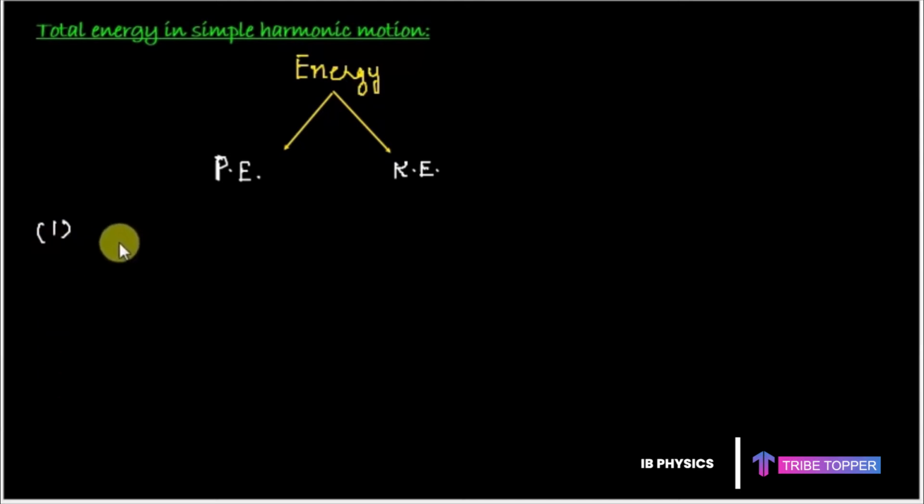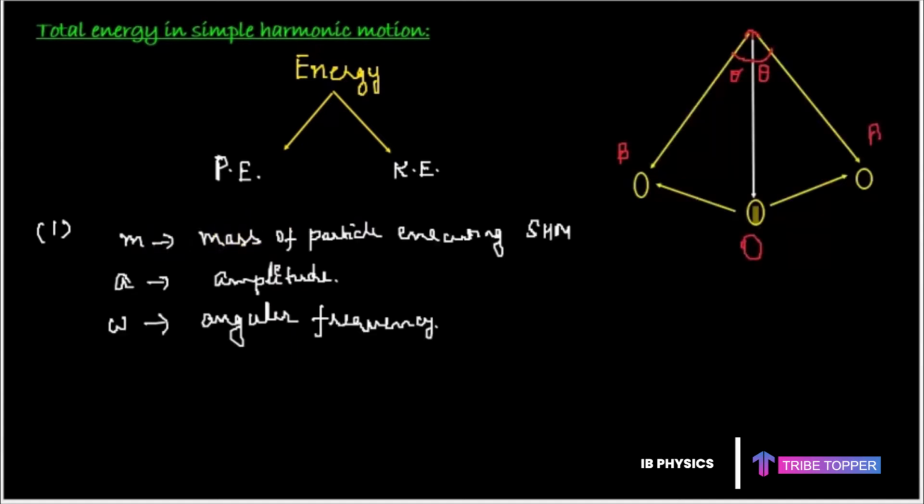Now let's just write down all the parameters first. We have m as the mass of the particle which is executing the simple harmonic motion. A is the amplitude, the maximum distance from the mean position, that is, at the extreme position, and omega is the angular frequency.